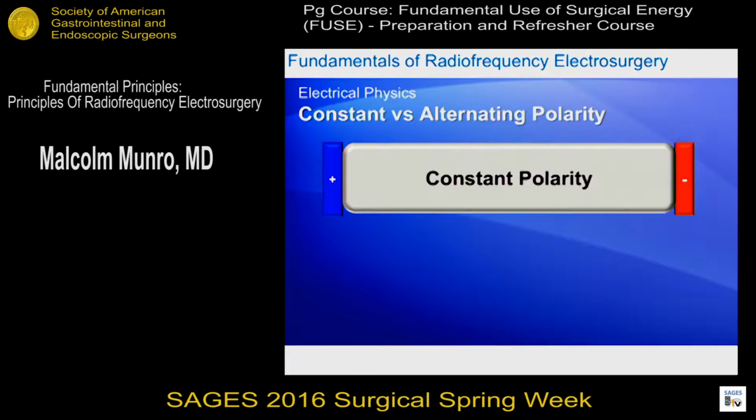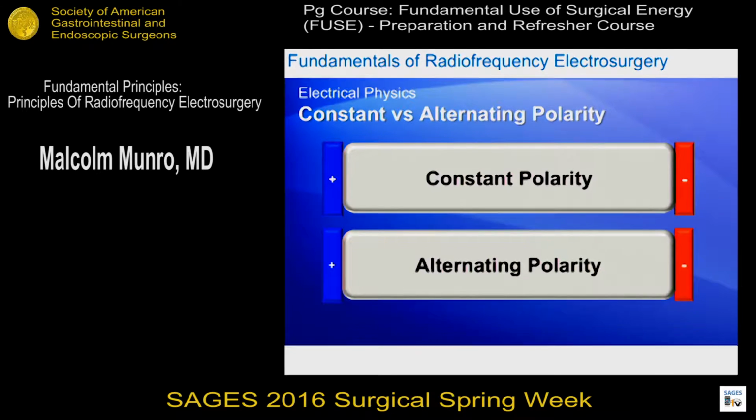So if we look here to try to understand the difference between constant polarity and alternating polarity, here is a standard battery like the one you have in your phone. There's always a positive and always a negative. They always stay positive, negative. But with alternating polarity circuits, they switch back and forth, back and forth, back and forth. Now I'll pull this into what this means for surgery momentarily.